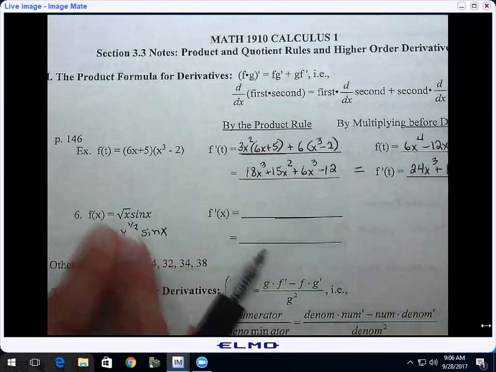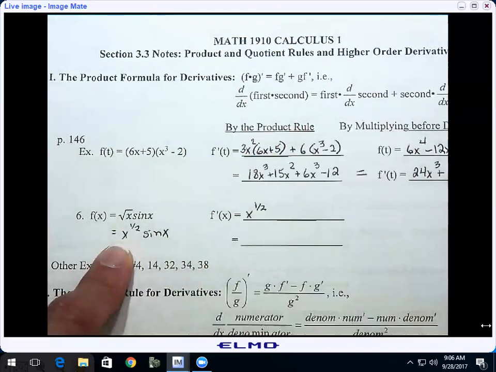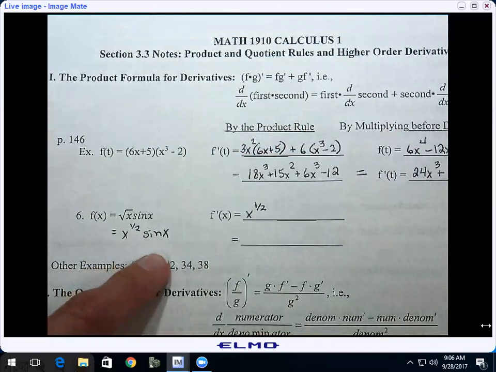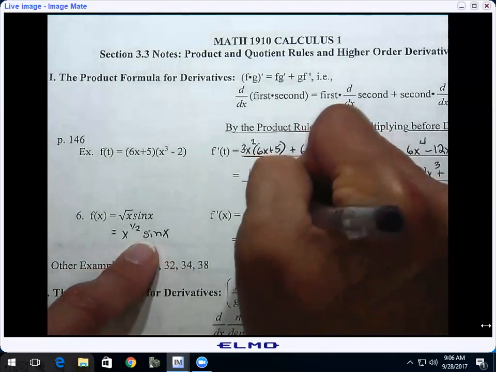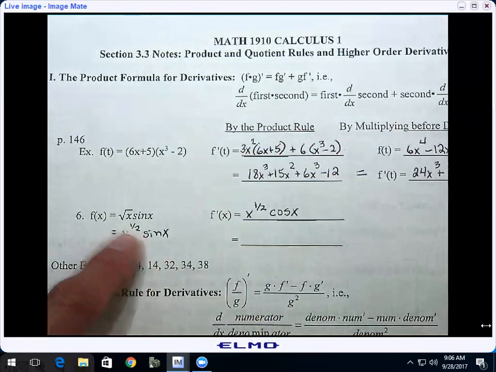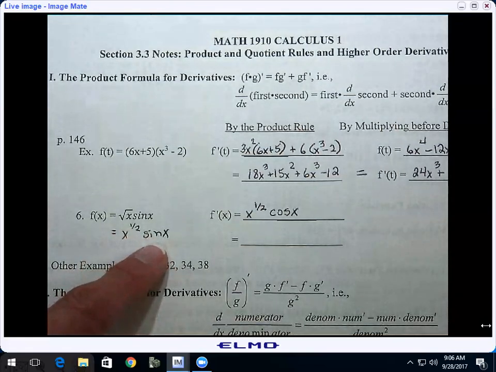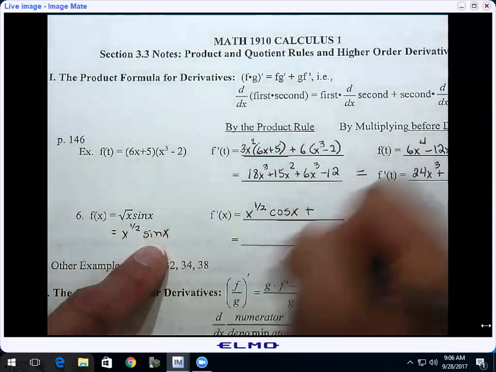All right, here's the first: x to the 1/2. What's the derivative of the second factor? Cosine x. That's the first times the derivative of the second. I'm ready for plus the second.